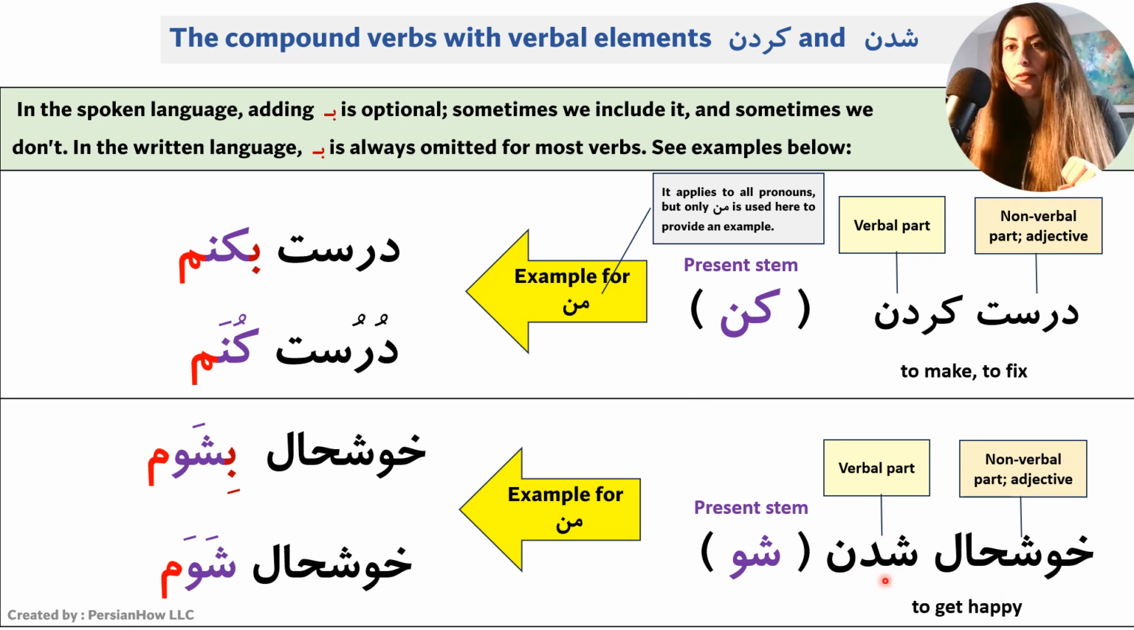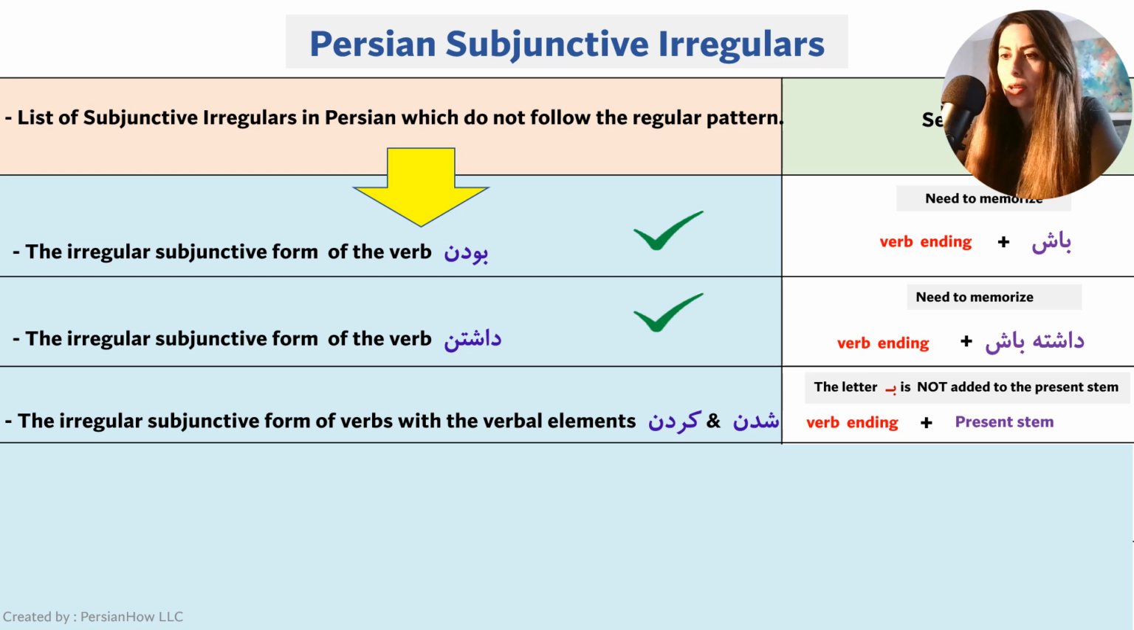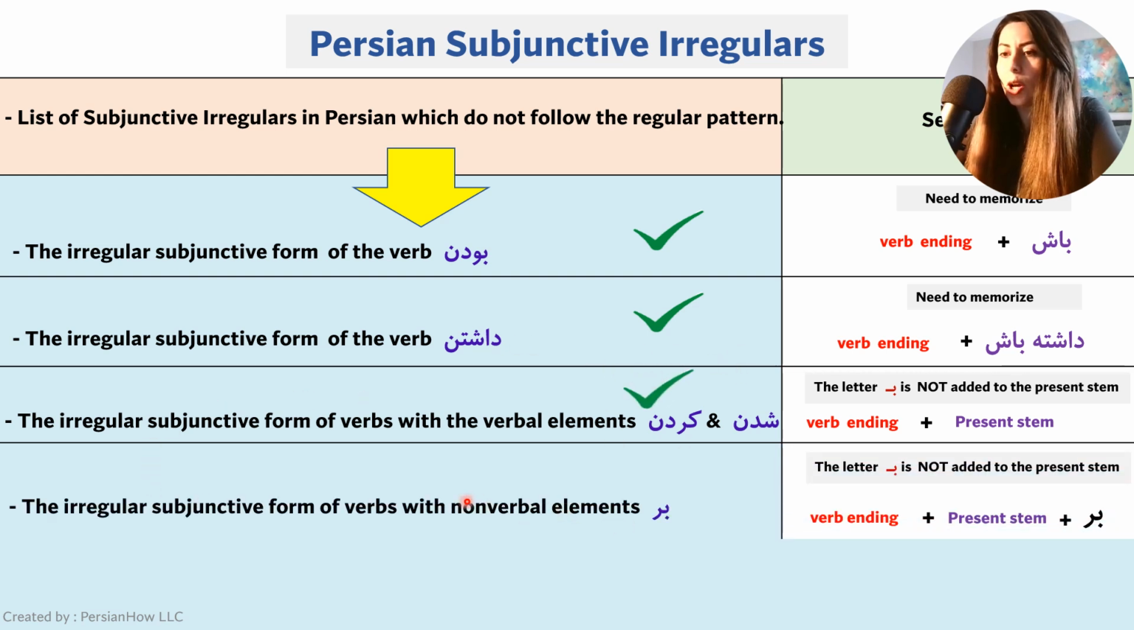The same with the verbs where the verbal element is شدن. So for example, خوشحال شدن means to get happy, to become happy. So example is for subject man. I can say either خوشحال بشوم or خوشحال شوم. So again, you see there's no be here. So this one is also optional. So we covered this one. Next are the verbs where the non-verbal elements are بر.